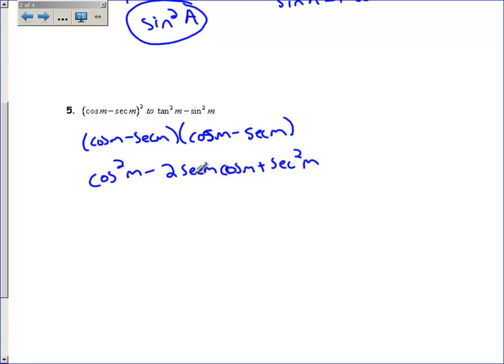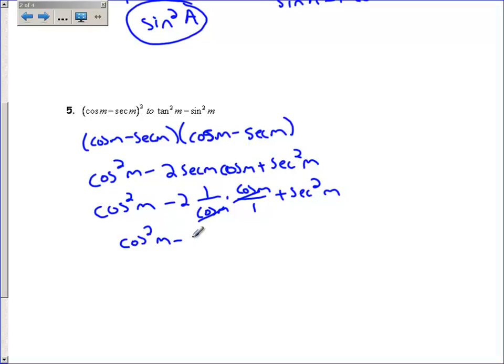Let's look at this middle term here. Secant and cosine happen to be reciprocals of each other. So I have cosine squared m minus 2 times 1 over cosine m times cosine m over 1 plus secant squared m. So what happens here is those cosines cancel, and I'm left with cosine squared m minus 2 plus secant squared m. Now here it appears we're in trouble because we don't even have a tangent or a sine.